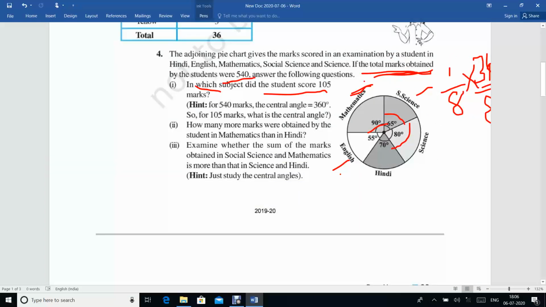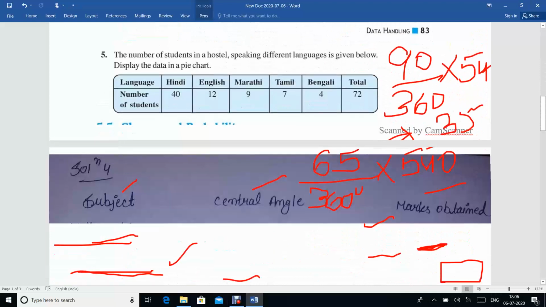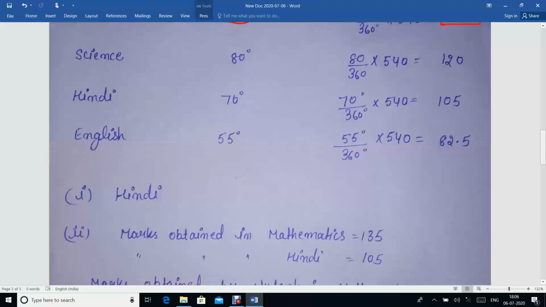So this time you have to put 80 degree at the place of central angle. For science, 80 degree is the central angle. You have to apply the formula and you will get 120 marks in the subject science.